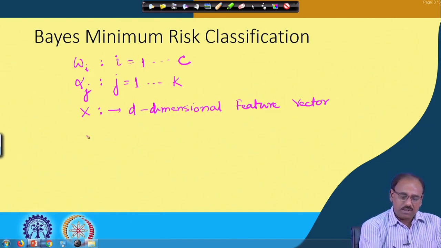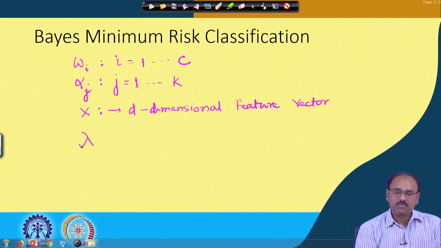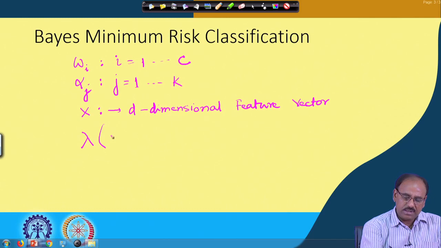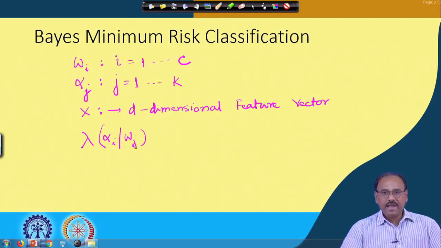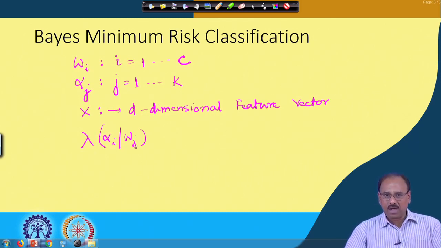But what makes the Bayes minimum risk classifier more general than the Bayes minimum error classifier is the introduction of a loss function. This loss function is lambda of alpha i given omega j. That means, if I take an action alpha i, where the true state of nature, or the true class, is omega j, then the loss that we incur is lambda of alpha i given omega j.